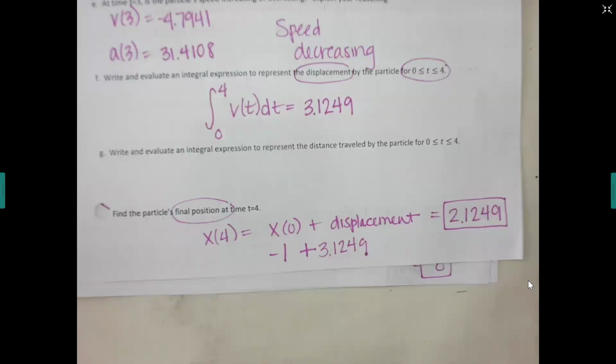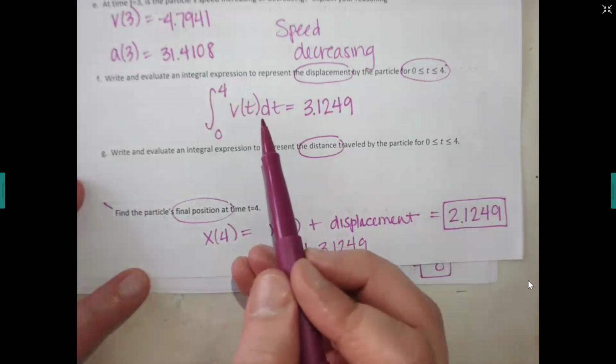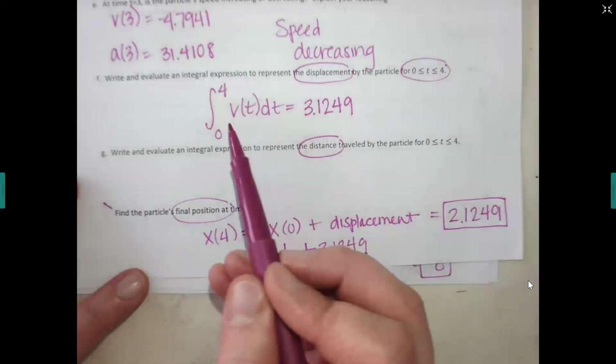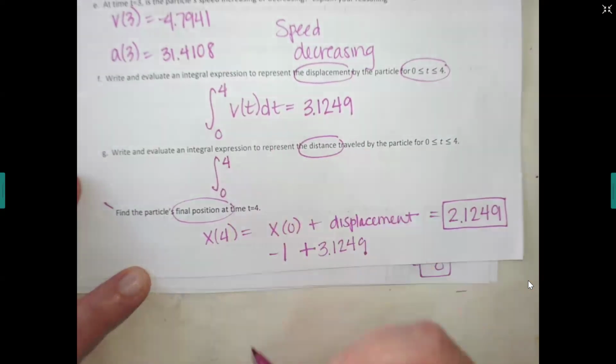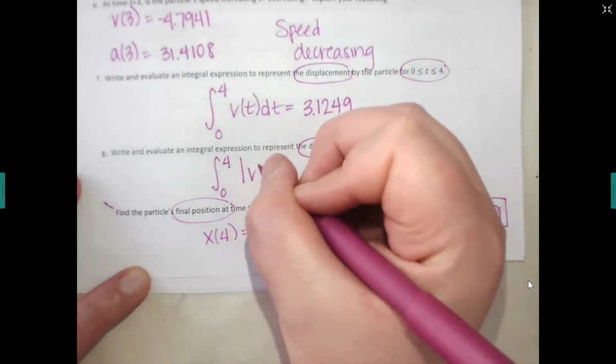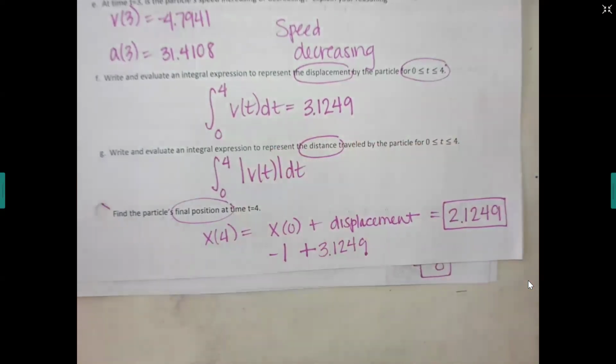Okay, then last question is distance traveled. What do I need to adjust on my integral so that everything counts as positive? Absolute value bars, very good. So you're still going to integrate V of t, but your V of t for distance has to go into absolute value bars. Let me show you how to do that on the calculator.